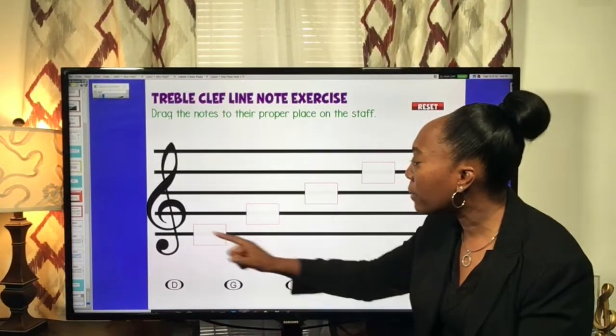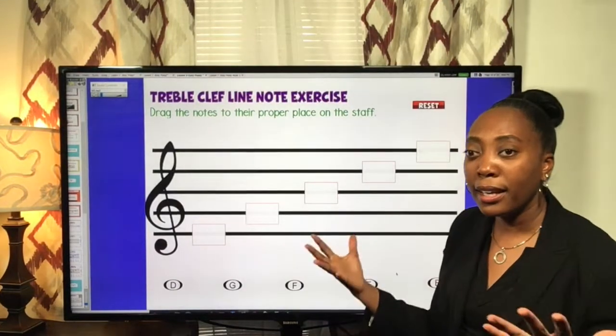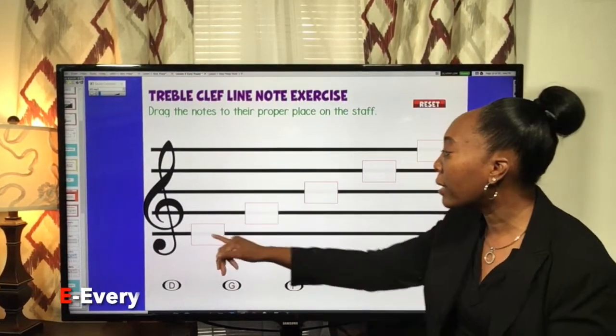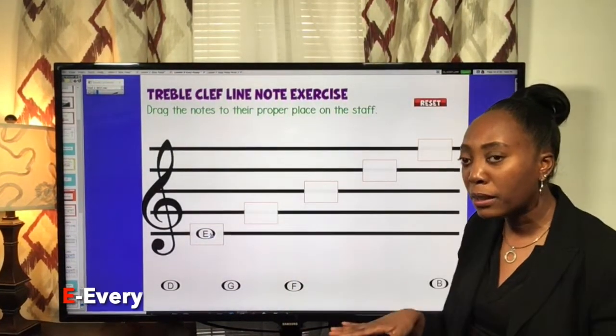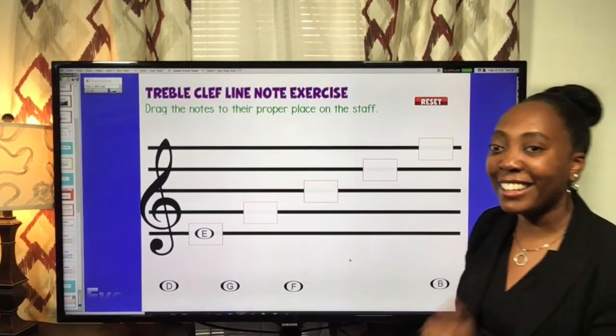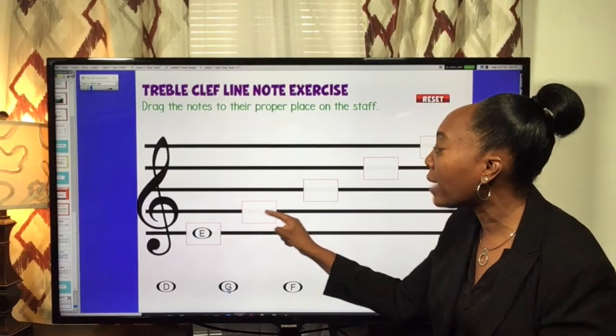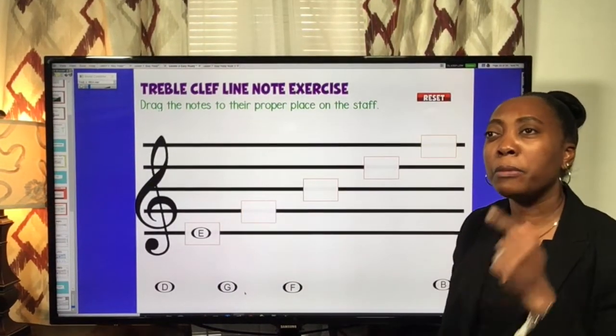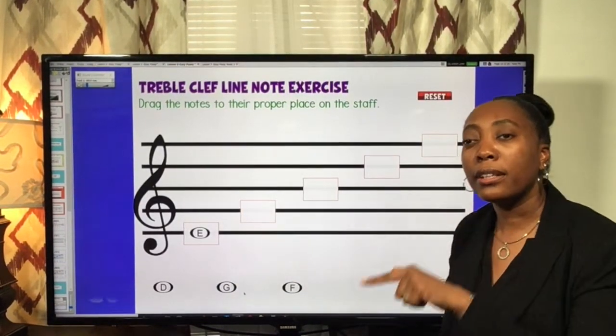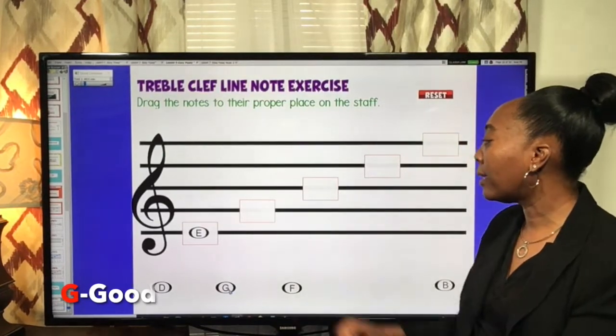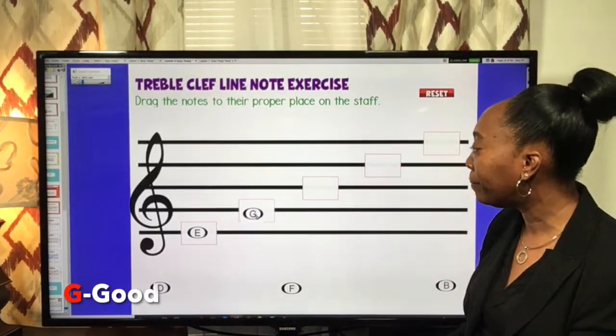So this first note would be E, E for every. It's on the first line. The pitch will be low. Oh yeah, good work. And now the next note is on the second line. Second line was what? Every. Good. G. Excellent. So we have to put a G there.